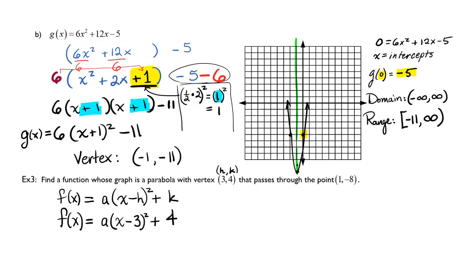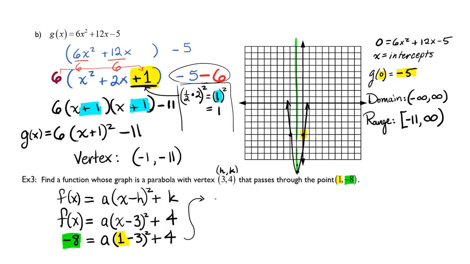Now that we have substituted for H and K, we need to find A. We can do that by substituting f of x with -8 equals A times 1 minus 3 squared plus 4. And if you're not sure where I got these numbers, the 1 is through the point 1, -8. So that's where I got the 1 to substitute in. And the -8 I got from the y-coordinate, or the f of x coordinate, and I substituted that in.